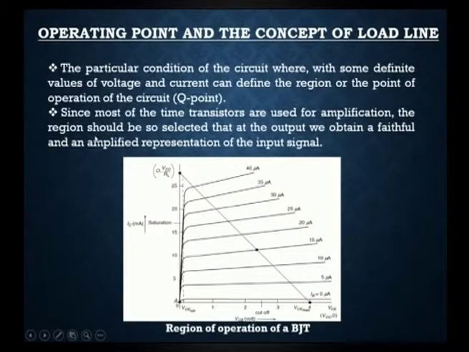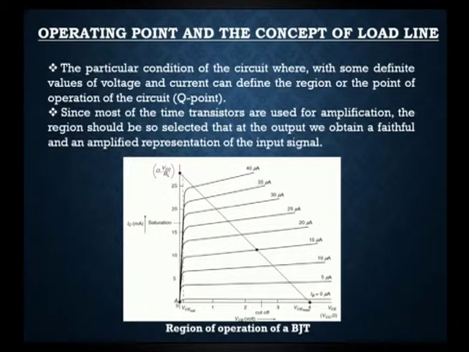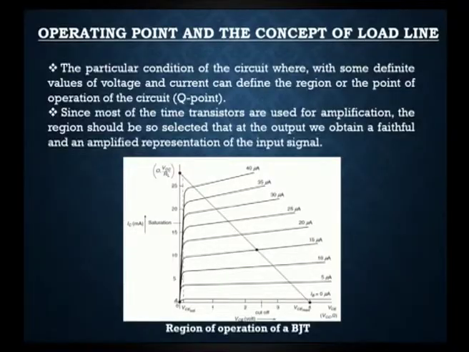Since most of the time transistors are used for amplification, the region should be so selected that at the output we obtain a faithful and amplified representation of the input signal. Faithful means that the complete input signal appears amplified at the output. There should not be any distortion in amplification. So for different values of current and voltage, if we consider a region of operation, this is called the Q point.